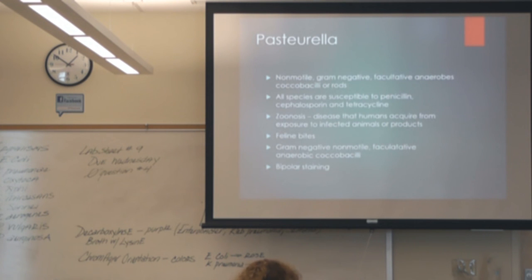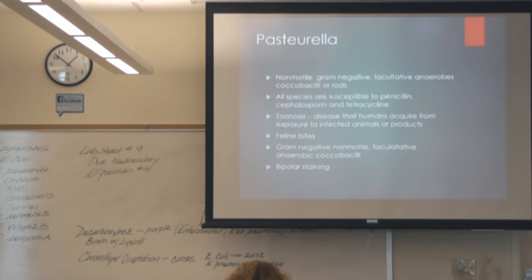All right, Pasteurella. Zoonotic disease, non-motile, facultative anaerobe. All species are susceptible to the following antibiotics, as you see. This is especially prevalent from feline bites. In terms of looking at this with staining, they do what's called bipolar staining, and basically it has a safety pin appearance. The poles of the cells are going to be more intensely stained with Gram staining on this one, so they'll stick out a little bit more.